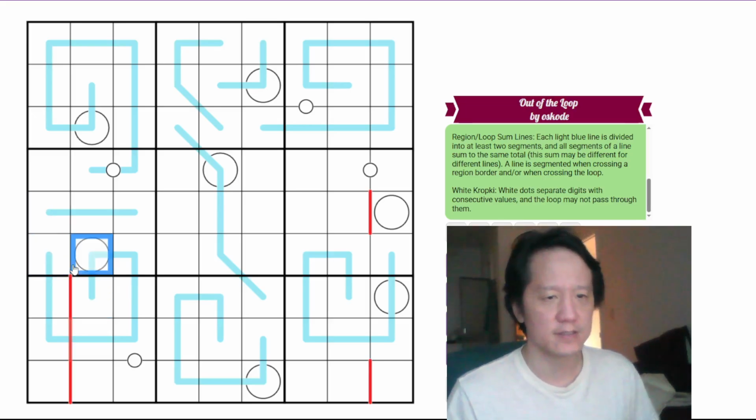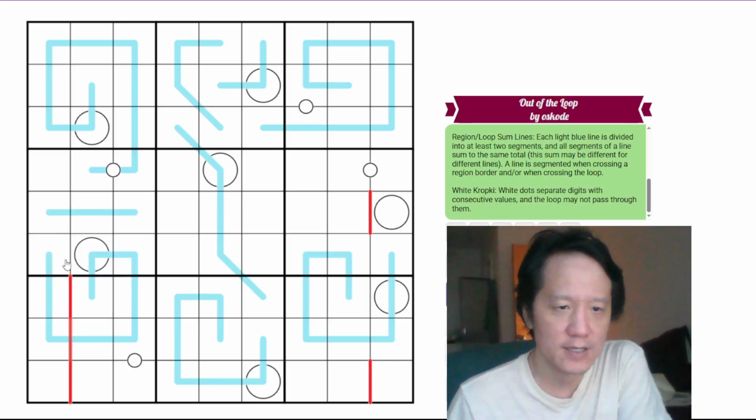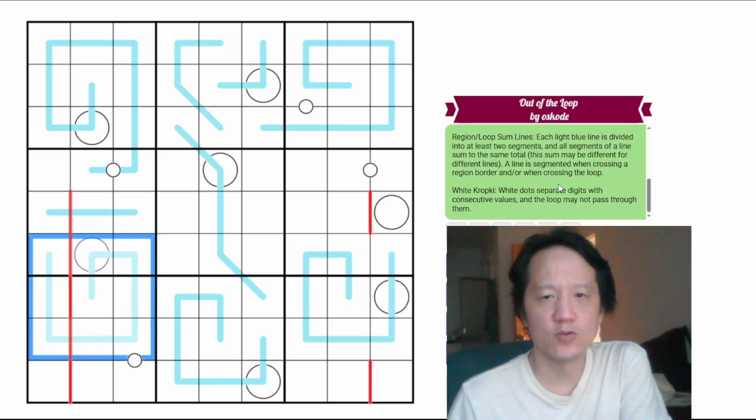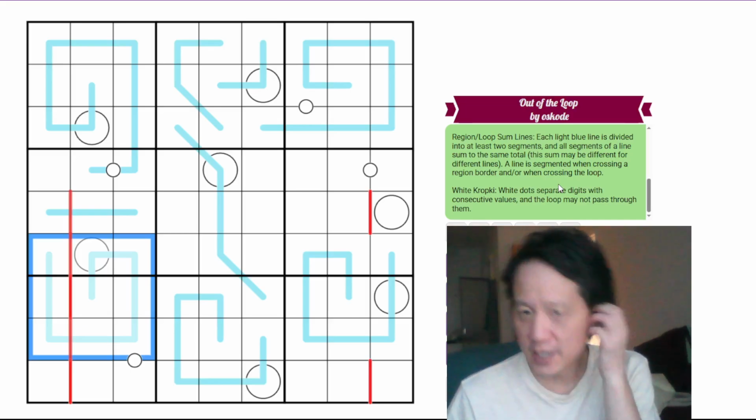Assuming that the Slitherlink does not actually continue to cross this line, essentially. And that's how region loop sum lines work.